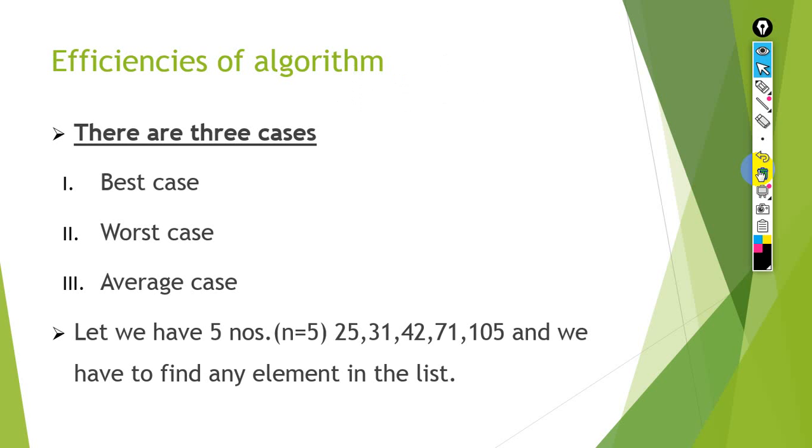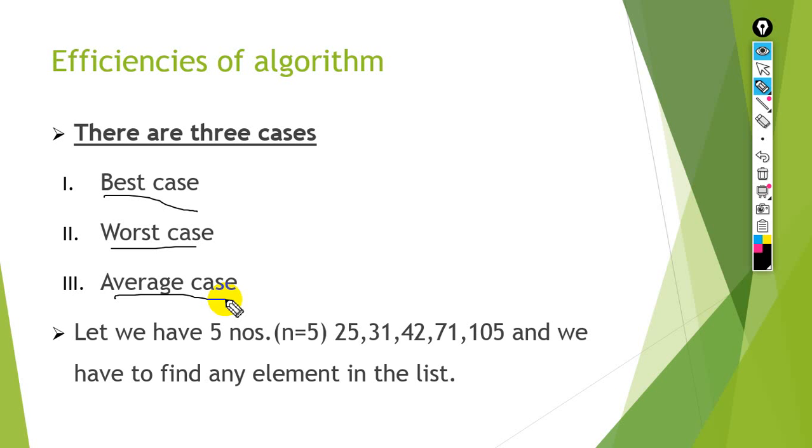Algorithm efficiency has three cases. Consider how effective an algorithm is: when is it very effective, when is it less effective, and when is it average? When an algorithm is in the best case, when it is in the worst case, and when it is in the average case. So these are the three efficiencies of an algorithm: first best case, second worst case, third average case. These are the three cases we have when we are executing an algorithm.